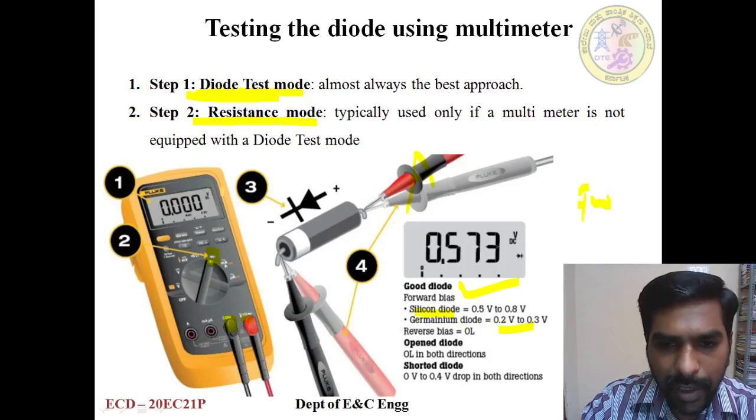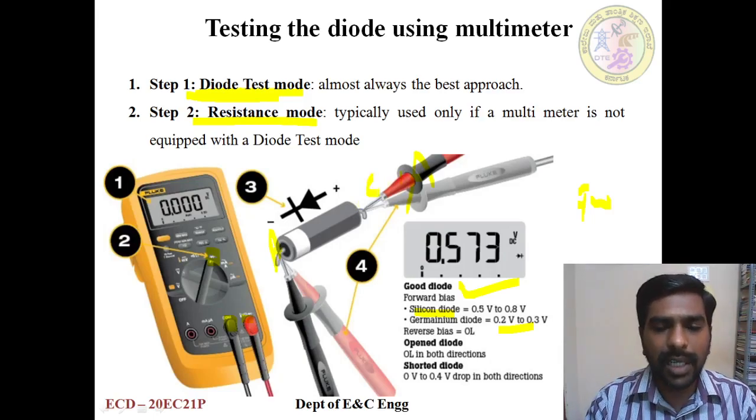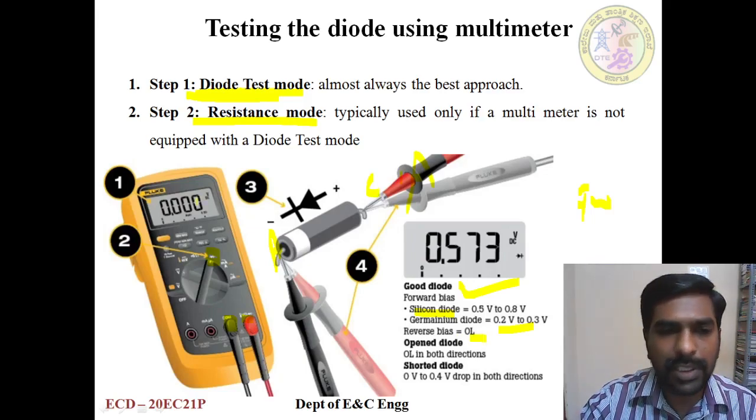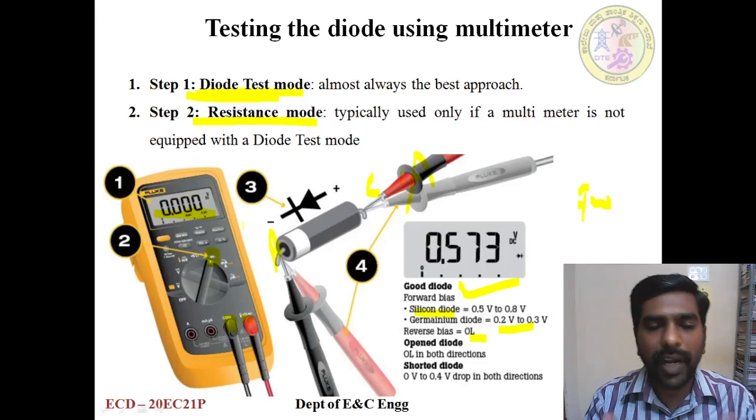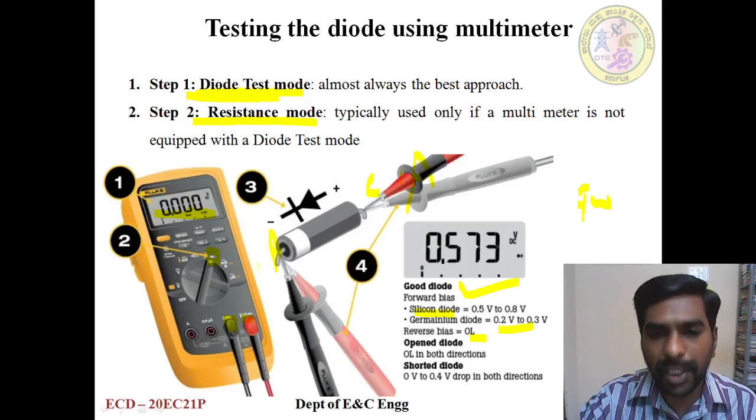And in reverse bias, how can we say reverse bias? The anode is connected here, red is connected to negative and black is connected to cathode. Just interchange the terminals and you should get OL. OL means it's an infinite range, that's out of range. That indicates infinite resistance. If it is infinite resistance, we can say the diode is in good condition.